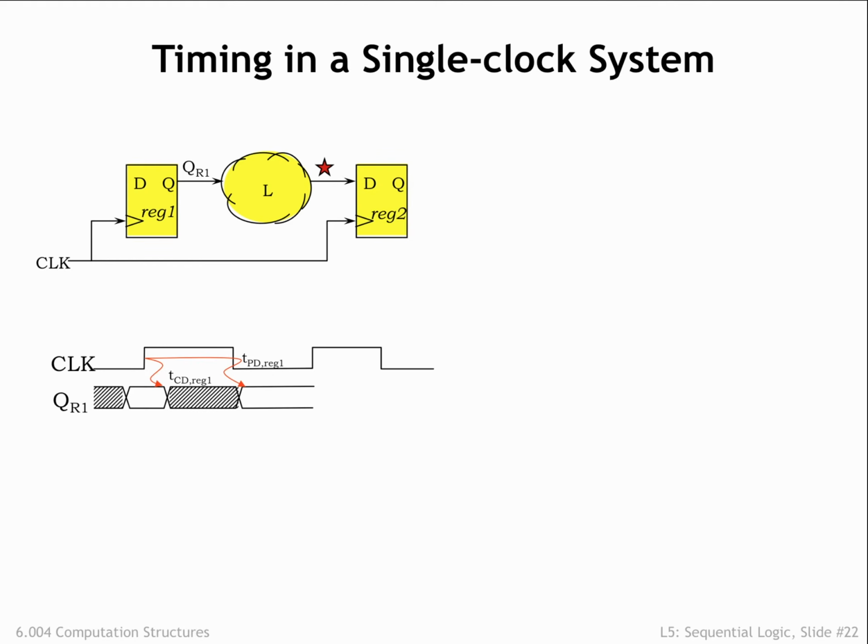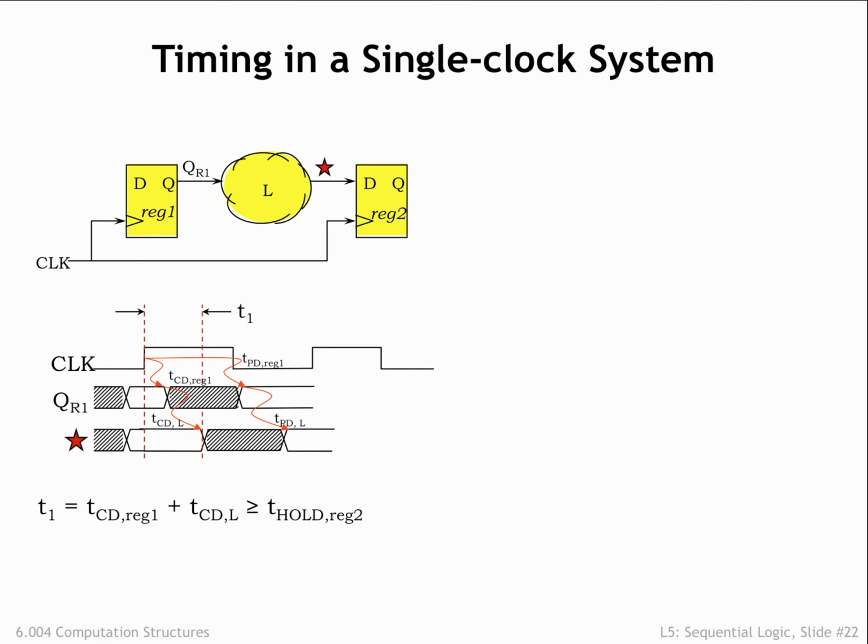Now let's figure out the waveforms for the output of the combinational logic circuit, marked with a red star in the diagram. The contamination delay of the logic determines the earliest time star will go invalid, measured from when QR1 went invalid. The propagation delay of the logic determines the latest time star will be stable, measured from when QR1 became stable. Now that we know the timing for star, we can determine whether star will meet the setup and hold times for the downstream register, reg2.